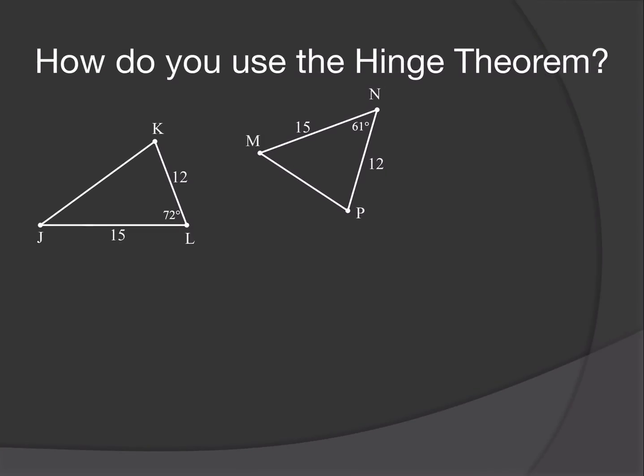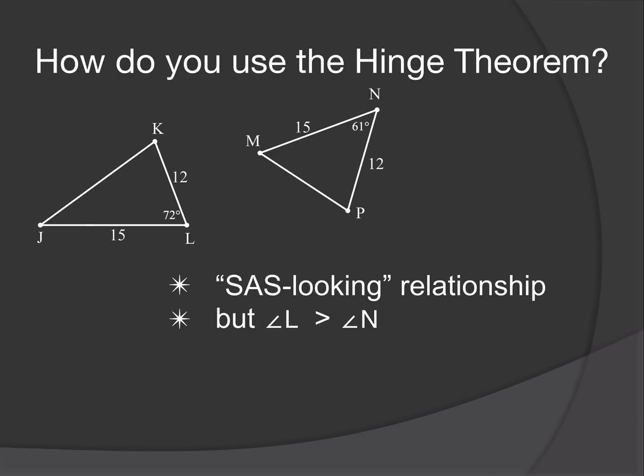Okay, so how do I use the Hinge theorem? Here's an example. You can see these two triangles. They are side angle side looking. So I have two pairs of congruent sides and an included angle, but the included angles are not congruent. The included angles have different measures. So angle L is greater than angle N, and that means that the side opposite angle L, JK, will be greater than the side opposite angle N, MP.